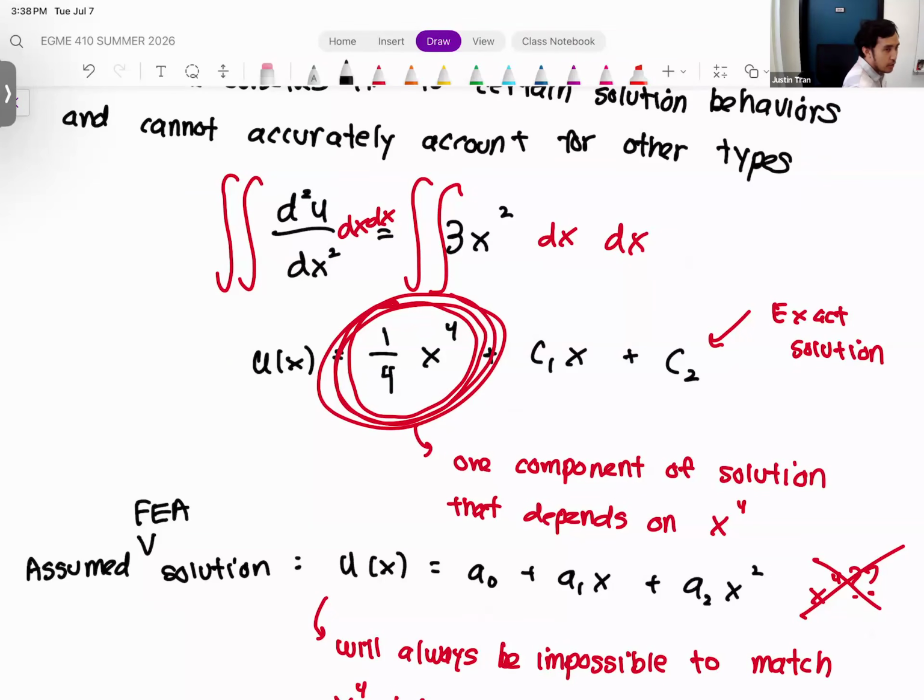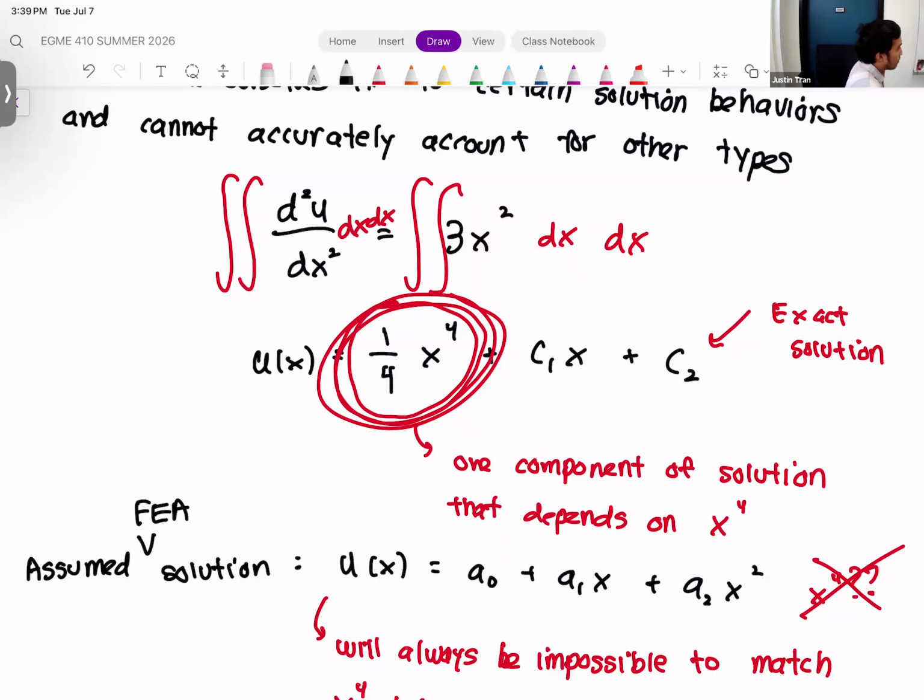But if your exact solution has a term that depends on that extra term, then a linear triangle that doesn't have that extra term is going to be impossible for it to account for that. So it really depends on the complexity of your problem. That's why I made that statement that, generally, if you have a more complex problem, your exact solution, whatever it may be, is more likely to have these higher order terms.